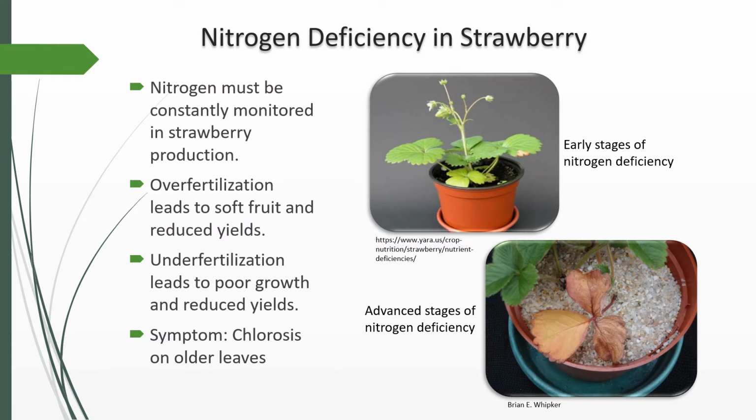Let's look at nitrogen deficiency in strawberry. Nitrogen is constantly monitored in strawberry production. Over-fertilization leads to soft fruit and reduced yields, and under-fertilization leads to poor growth and reduced yields. The picture on the top right shows the early stages of nitrogen deficiency, with chlorosis occurring on the older leaves. The picture on the bottom right shows more advanced stages of nitrogen deficiency, with the older leaves taking on a reddish appearance. The next two slides walk through examples of nitrogen deficiency in the leaf tissue, or the petiole, or both, and what corrective action can be applied.